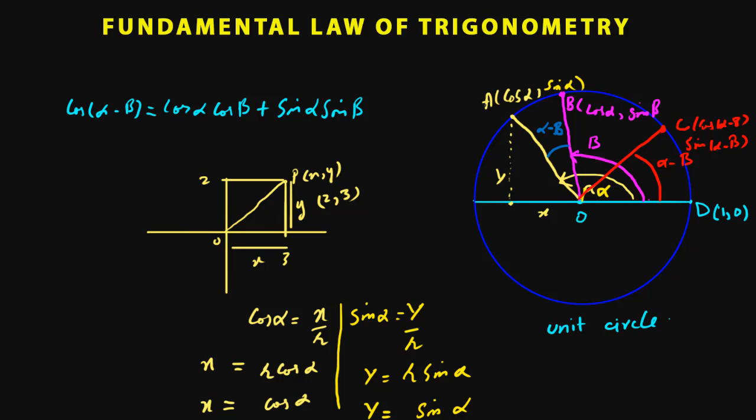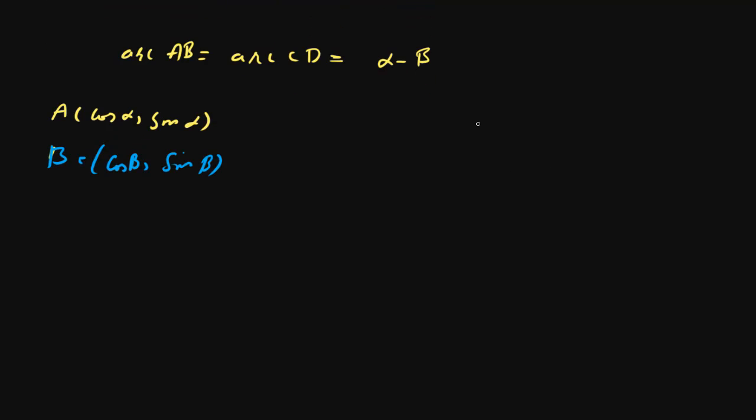Okay, we have just written down A and B, and we are going to write C and D as well. Now what is the value of C and D? For C, we are going to write cos of alpha minus beta and sine of alpha minus beta. And what is the value of D here? We are just going to write D is equal to 1 on the x-axis and y-axis is equal to 0.